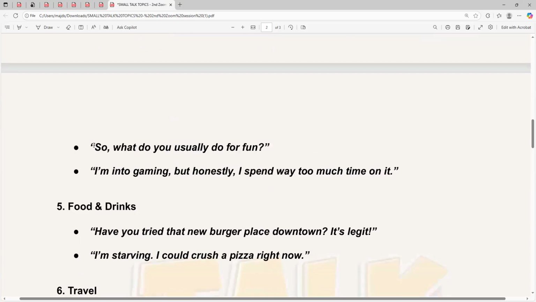For hobbies and free time, you can say, so what do you usually do for fun? The next person or the person in front of you will answer this: I'm into gaming, but honestly, I spend way too much time on it. Okay, so this is how you can talk about what you do. He's being honest that there's a lot of time wasting here.